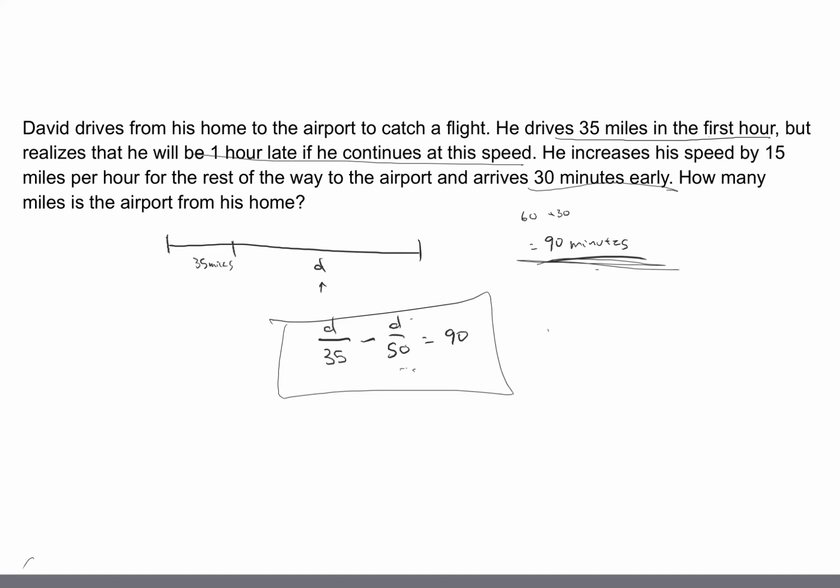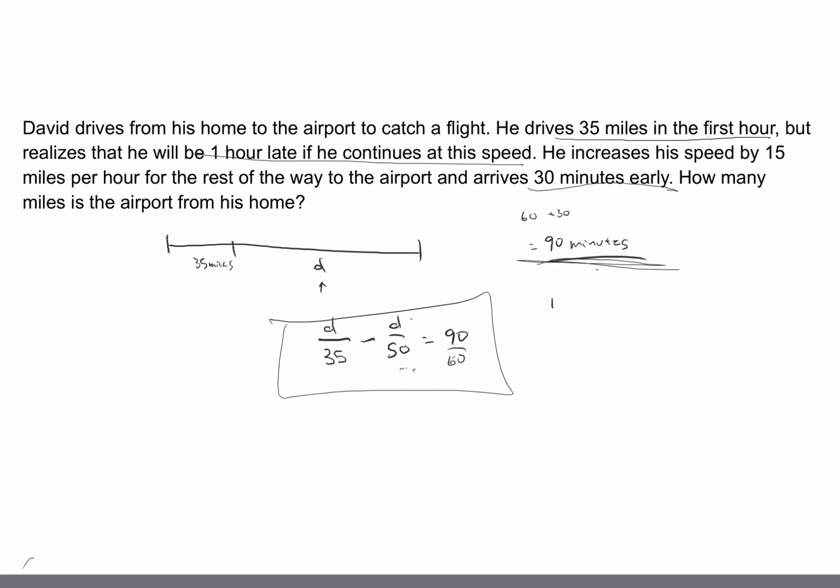What is this? 15D over 35 times 50 equals 90. D over 350 equals 90. D over 350 equals 3. Oh, wait, sorry, I had a bit of a brain freeze. This should say 90 over 60, right? Right, Kevin? Because it's by the hours. So 90 minutes is 90 over 60 hours.